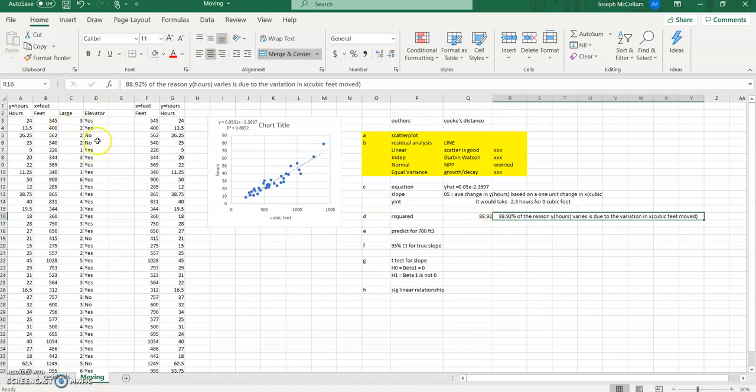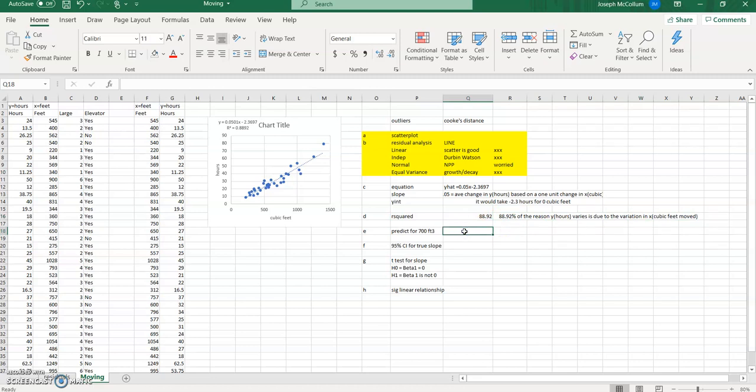Excellent. Now there are other variables we're going to use later in multiple regression. They may increase this value, but the question is, is it worth it to increase it any more than 88%? That's a pretty darn good coefficient of determination. All right, let's move on.